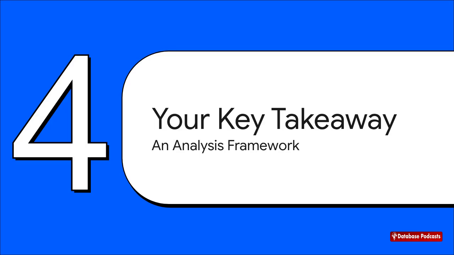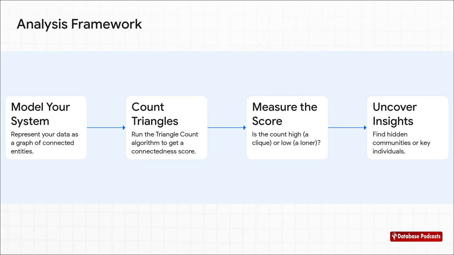All right, let's wrap this up. How do we put all this together? Let's break it down into a simple, actionable framework that you can use for your own data. It's a really straightforward process. First, you've got to model your system as a graph. Stop thinking in rows and start thinking in nodes and edges. Second, run the triangle count algorithm to get that raw connectedness score. Third, you interpret that score. Is it high? That might be a clique. Is it low? That could be one of those helpful loners we talked about. And finally, you use that context to uncover the hidden gems, the hidden communities, or the key individuals that you never would have seen otherwise.